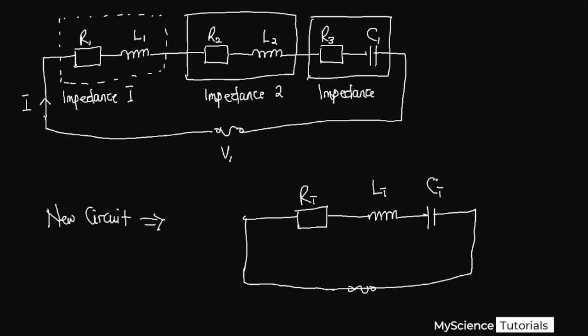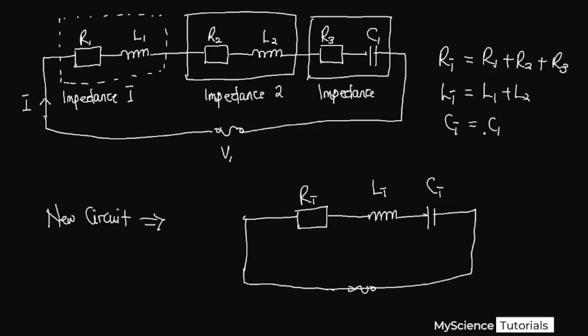Now note that our RT, which is the total resistance I'm writing over here, is equal to R1 from the first impedance, plus R2, the resistance in impedance 2, plus R3. So our R total is R1 plus R2 plus R3. Our total inductance, LT, is equal to L1 plus L2. And then our C total in this example is just equal to C1, since we only have one capacitor.